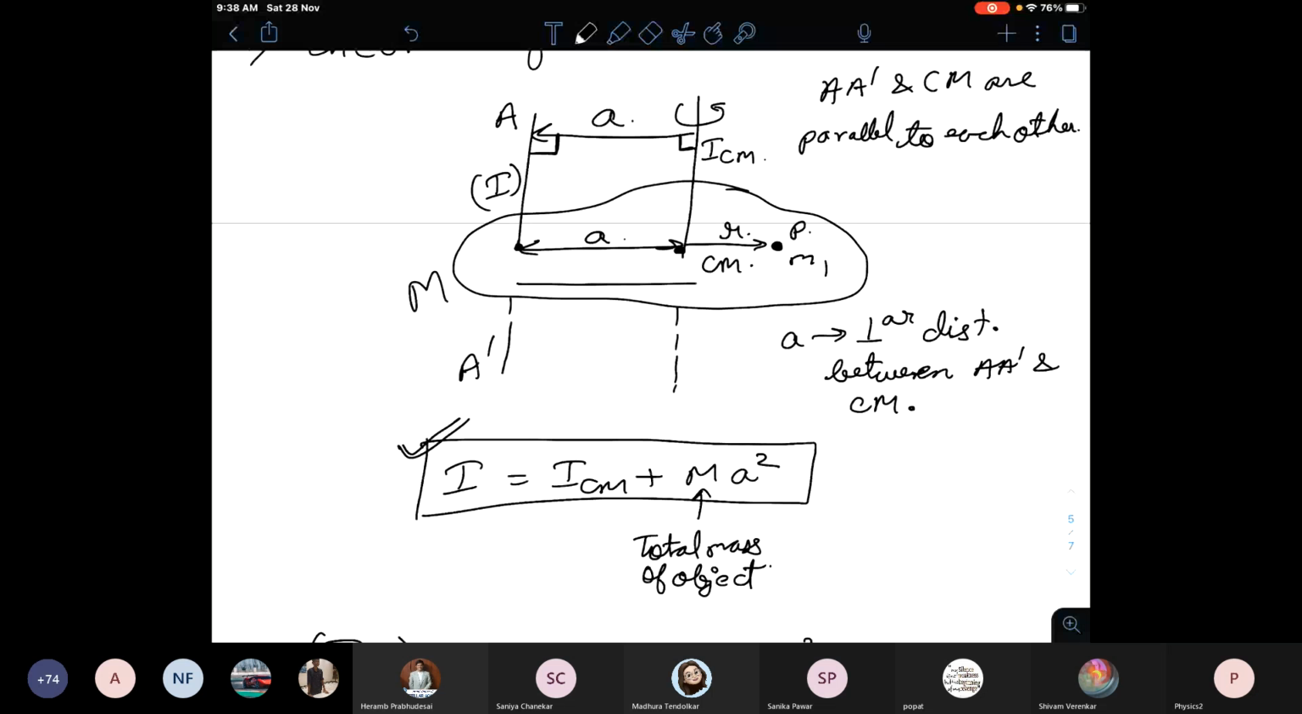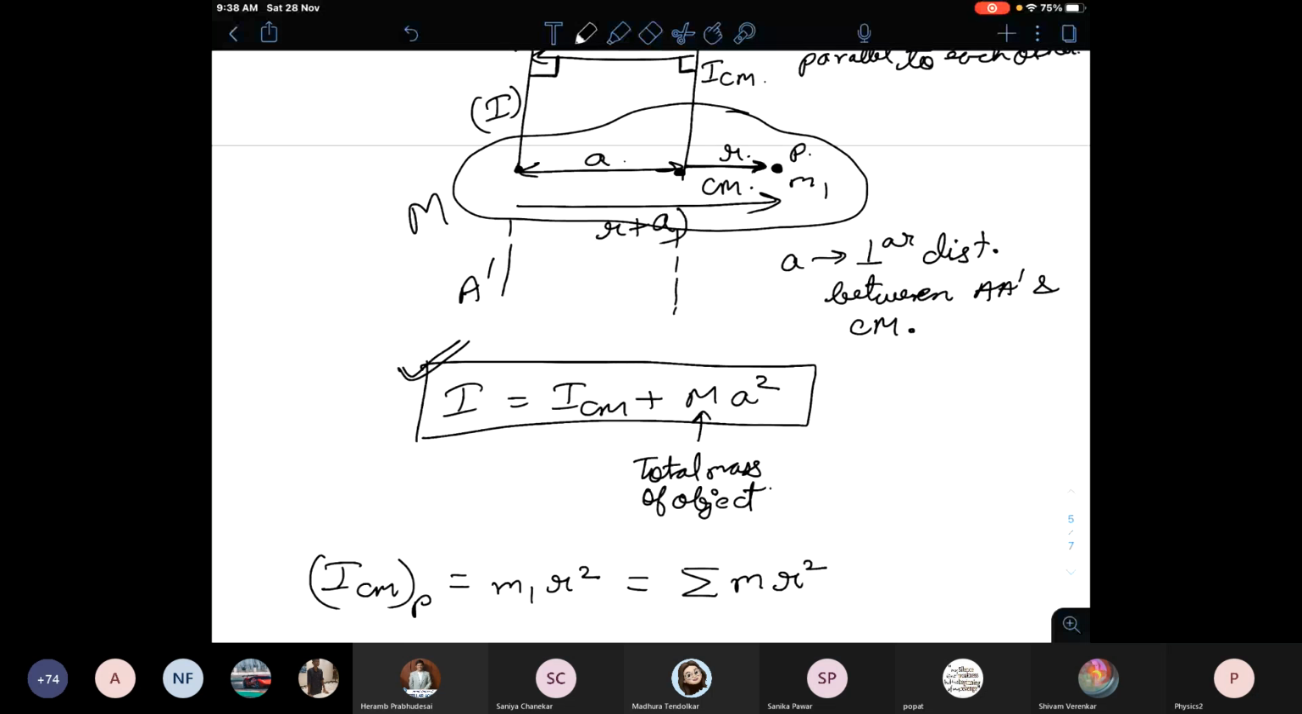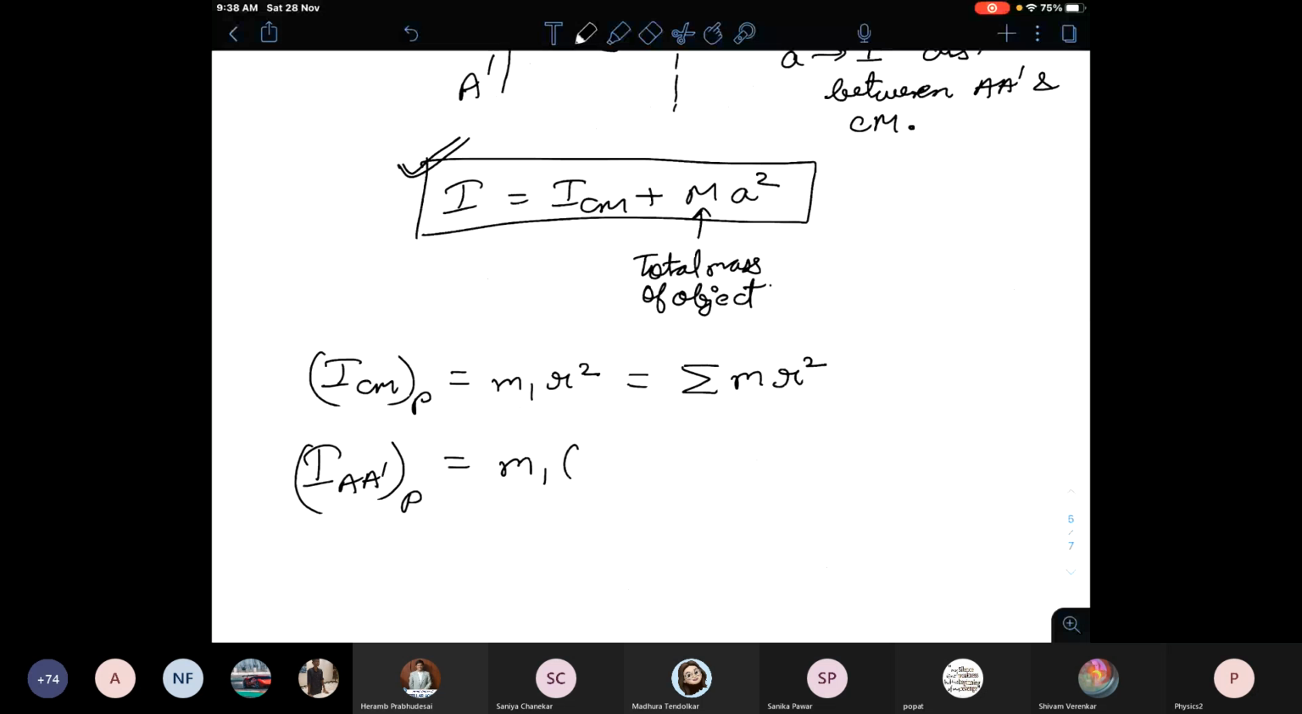Okay, you need the total distance from that axis. The distance from the center of mass was r, so I used mr square. But when I changed the axis, my distance also changed. How much is that distance now? You can see that it is r plus a. From the a dash axis, my point mass is at a distance of r plus a. So the moment of inertia will become m1 (r plus a) whole square.